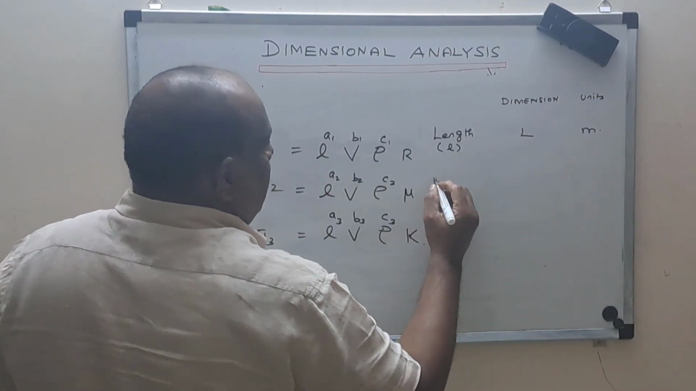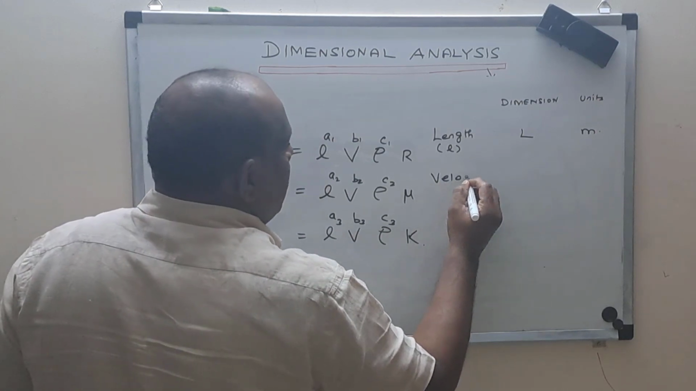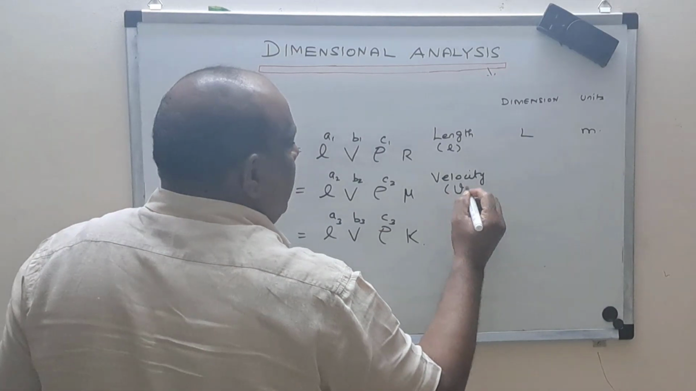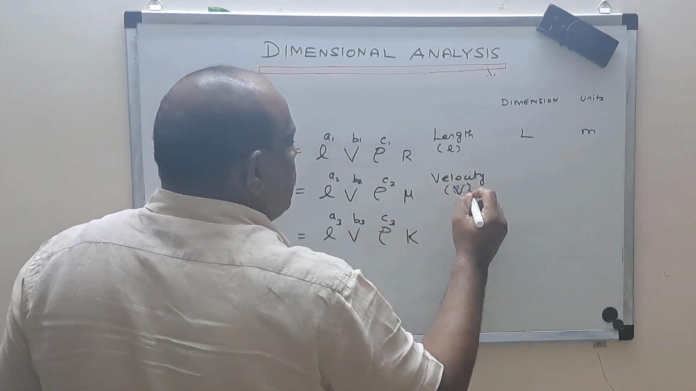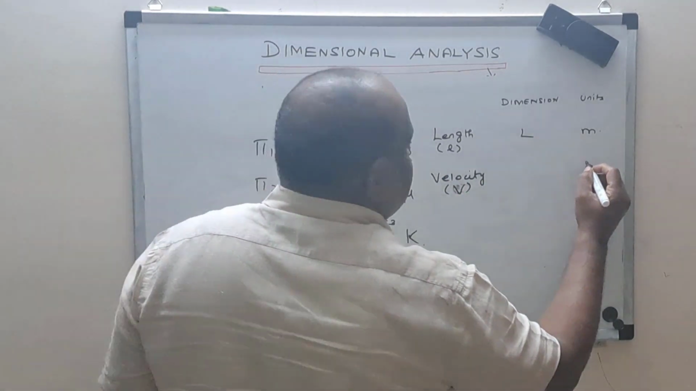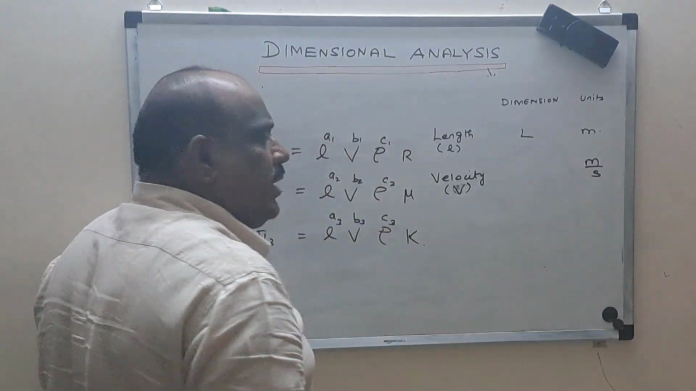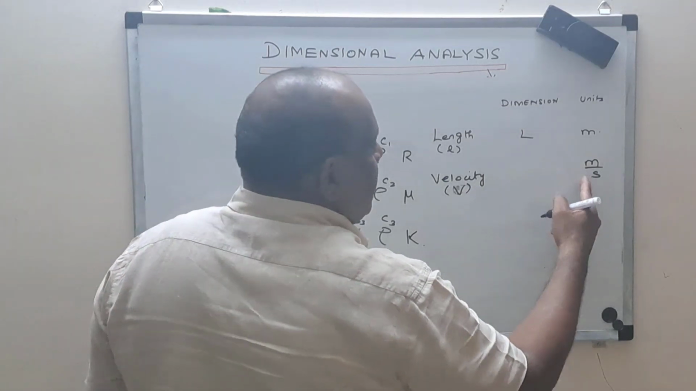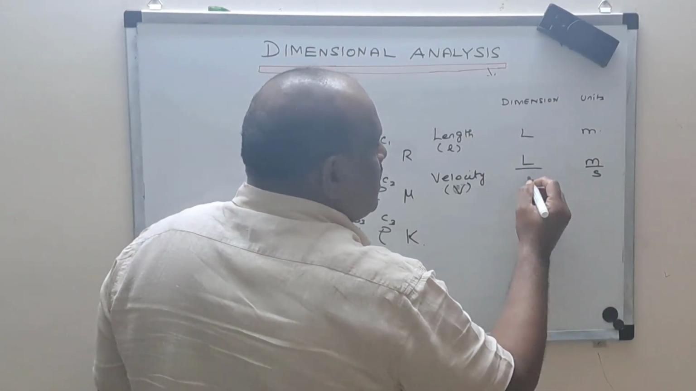Now let us come to velocity. What is velocity? Velocity is equal to distance traveled by time taken, or displacement by time. We are following capital V here. So the unit is meter per second. Meter means length, time means t.